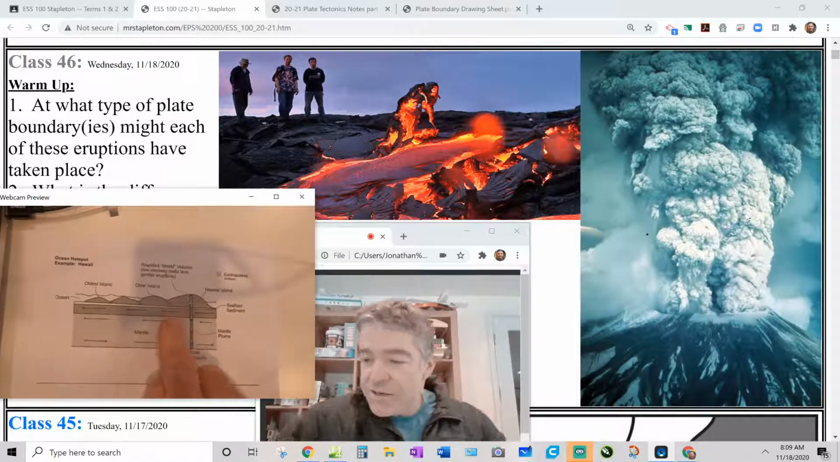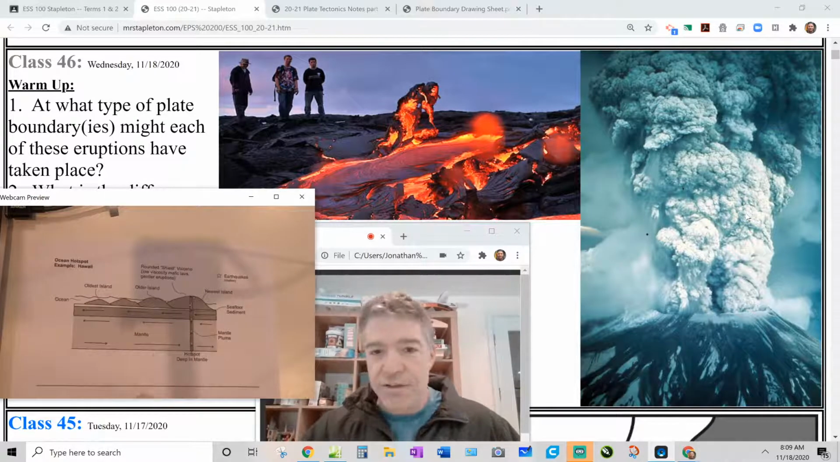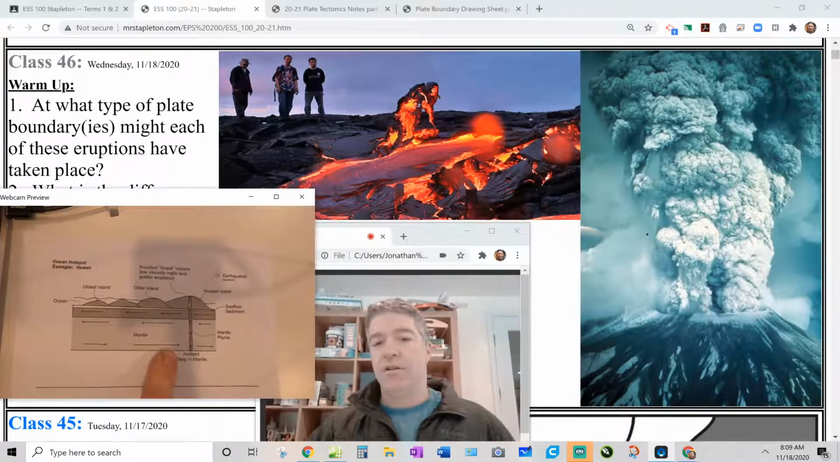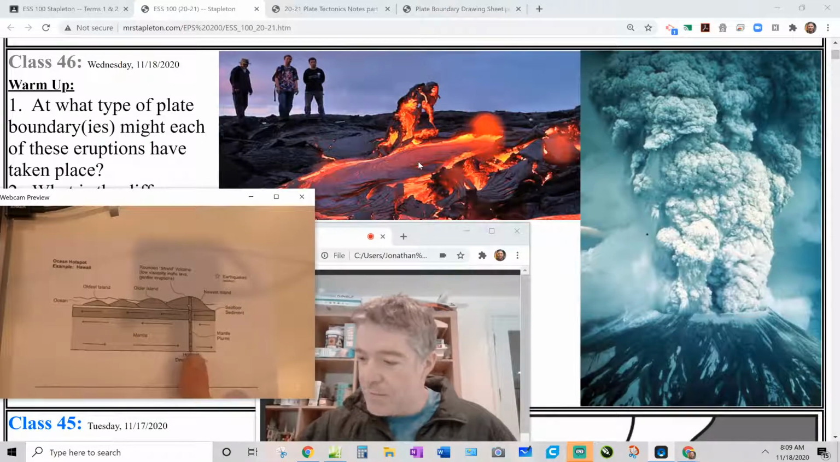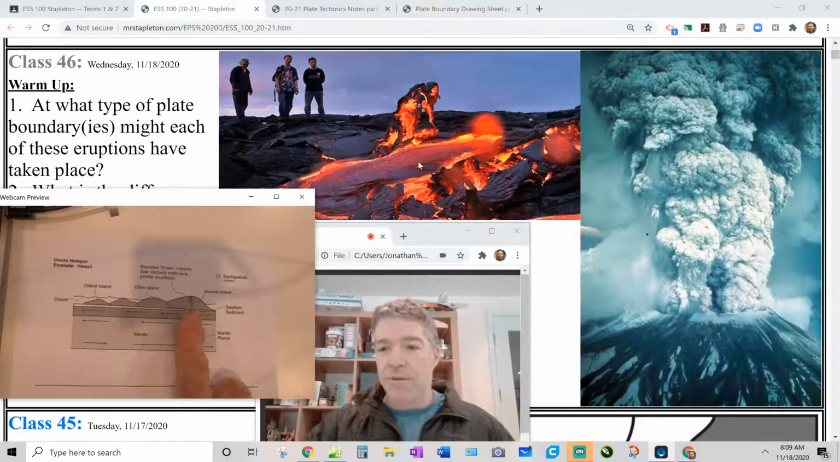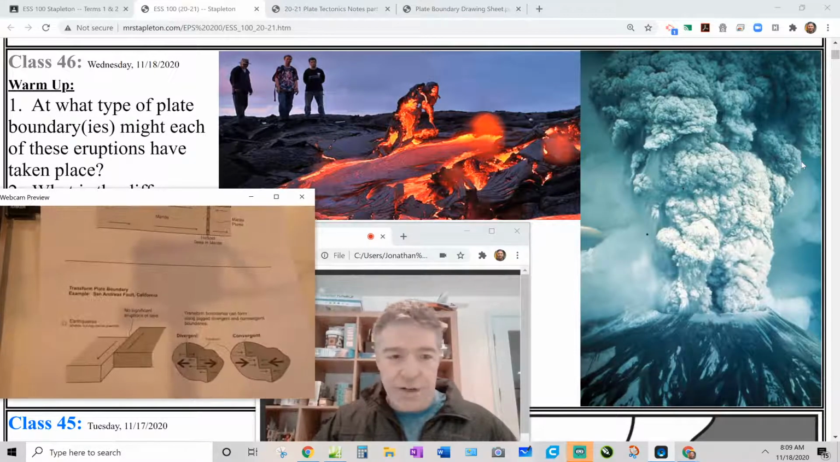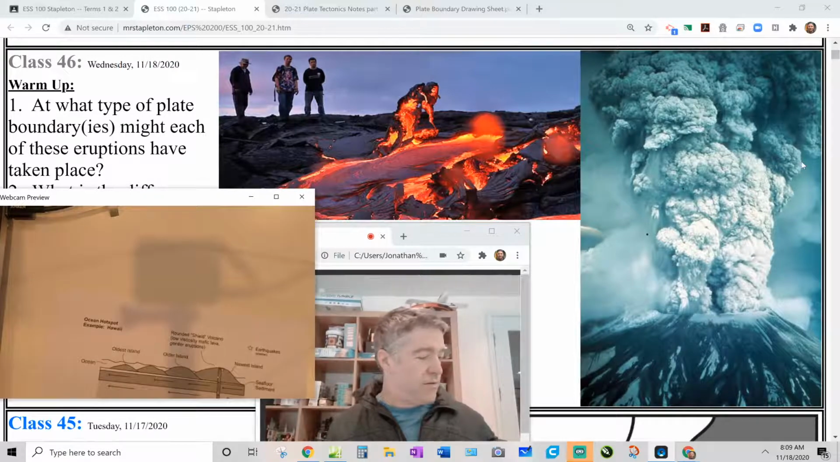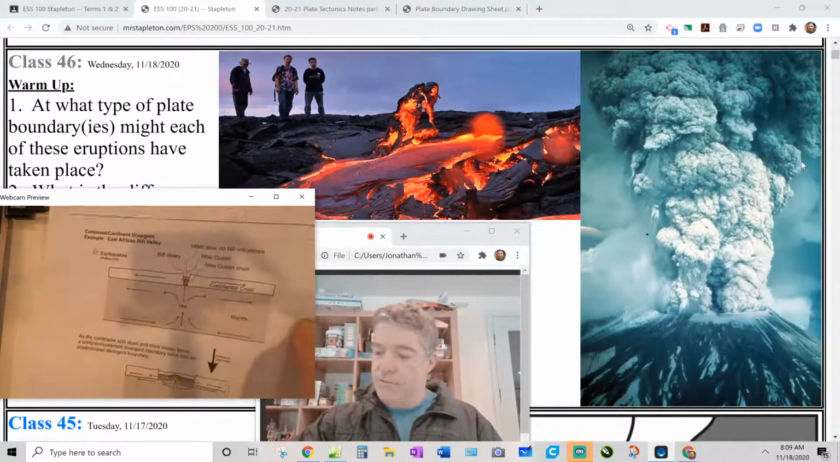So could this produce the kind of eruptions in the picture, or any of them? And the answer is yes, but only the one on the left. Only the one where the people are standing next to the magma, because this magma that's coming up is the dark stuff, and it can never erupt like that picture on the right. This we're going to get to today. Let me go over a couple more places.